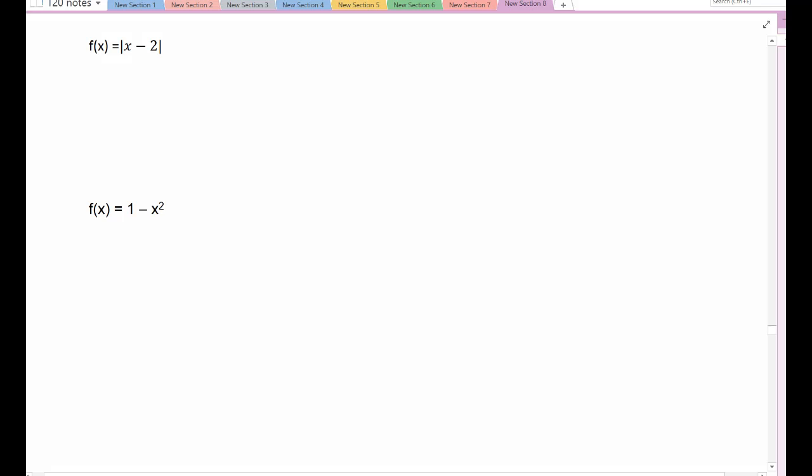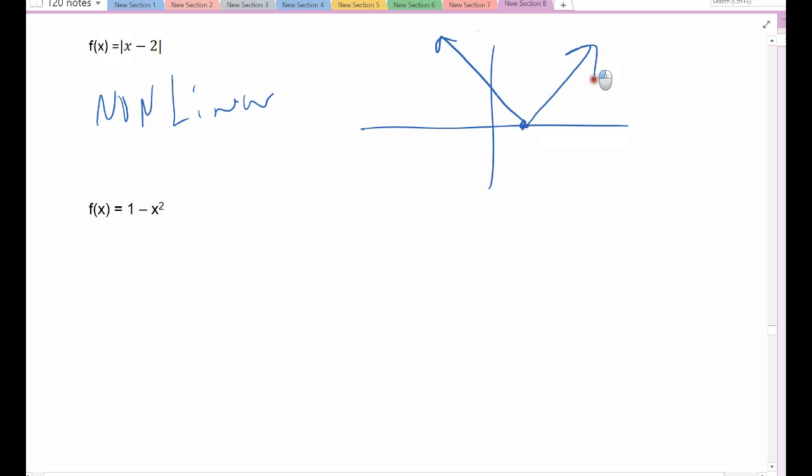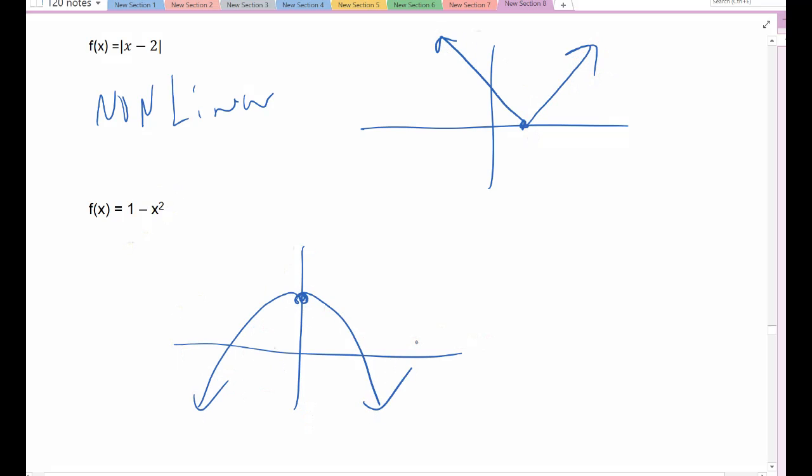Absolute value of x: as soon as we see absolute value, if I could drop the absolute value, it's linear. But as soon as I add the absolute value, this is nonlinear. If you graphed it, it has that V shape. It's not a line. And the last one, as soon as you've got a square, this is a parabola shape. If you graphed it, it would look something like this. This parabola opens down because you've got a negative on the square term. And so this one's also nonlinear.